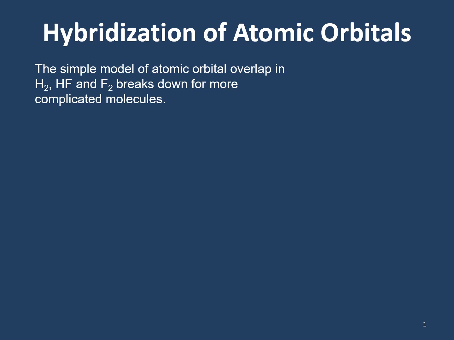Hello, Chem1A. This is Chapter 11, Lecture Video 7, and we're going to be talking about hybridized orbitals. In the last lecture video, we talked about how atomic orbitals overlap to form bonds. In reality, though, that simple model really only works for pretty simple molecules, typically diatomics. As soon as you get to a triatomic or polyatomic molecule, it really stops working.